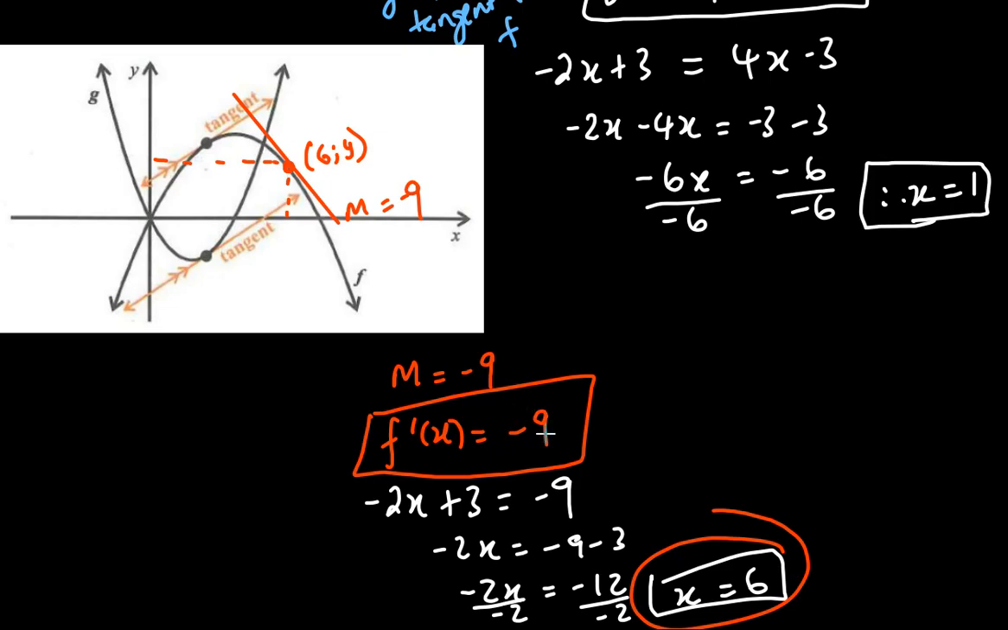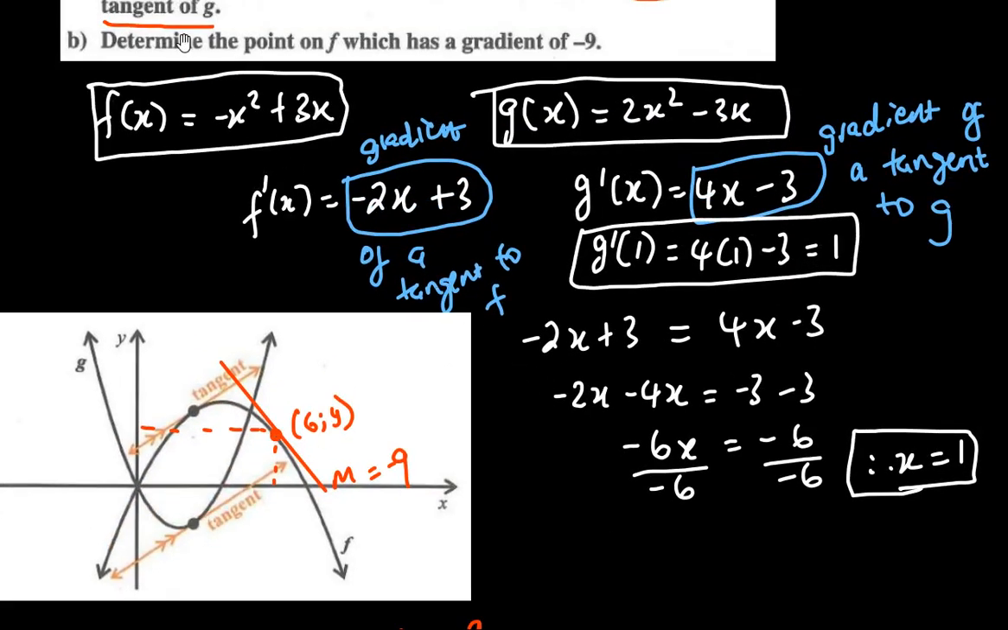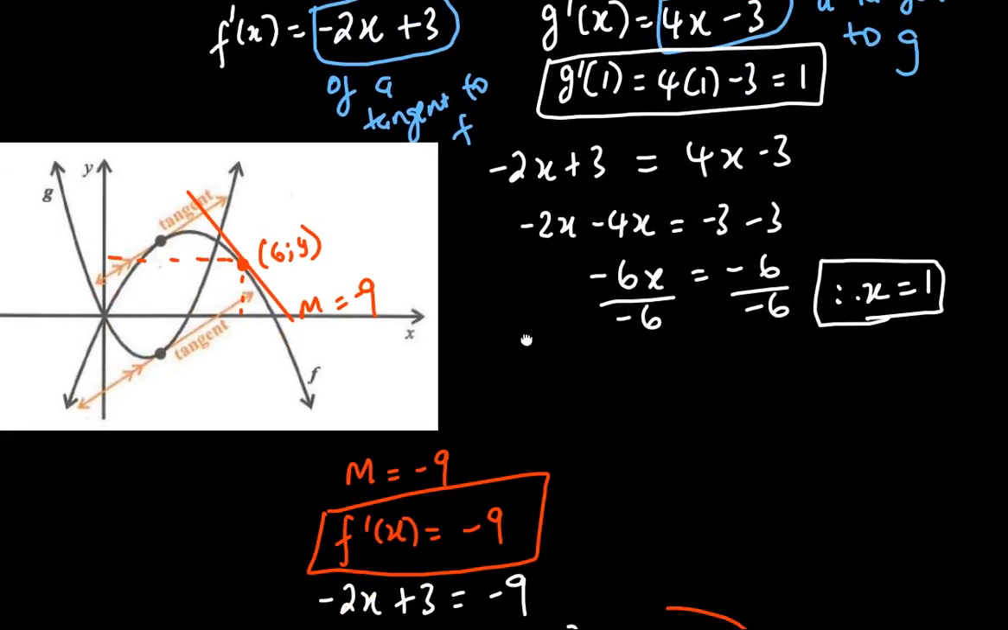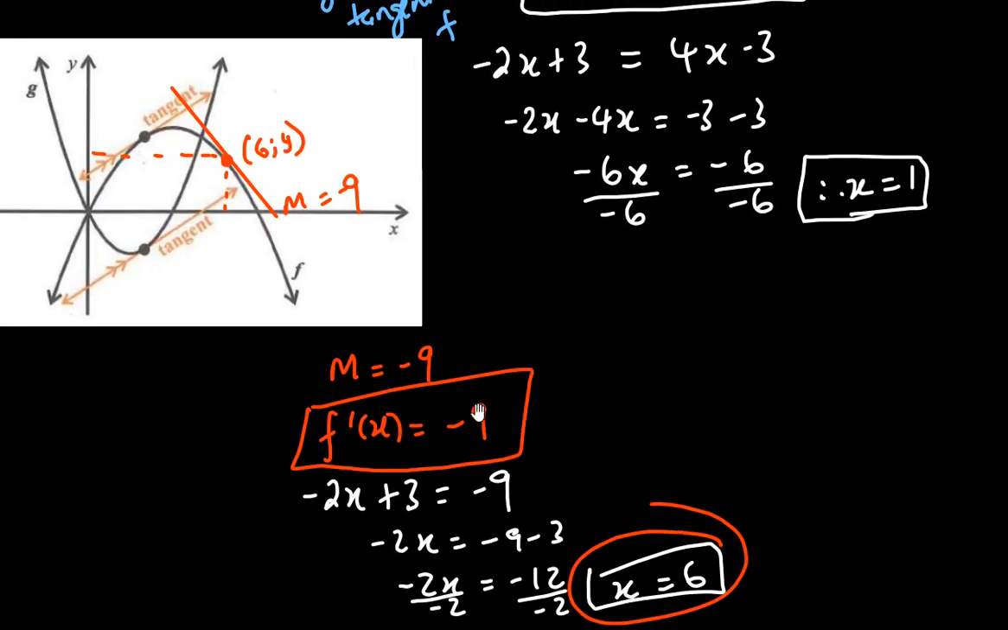The gradient is negative 9 at a certain point, and we do not know what that point is. We know that at that point x is 6. Do they want the actual point? Yes, they say determine the point on f which has a gradient of negative 9. We know that the x value of the point is 6, so to get the y value, we substitute 6 into the equation of f.